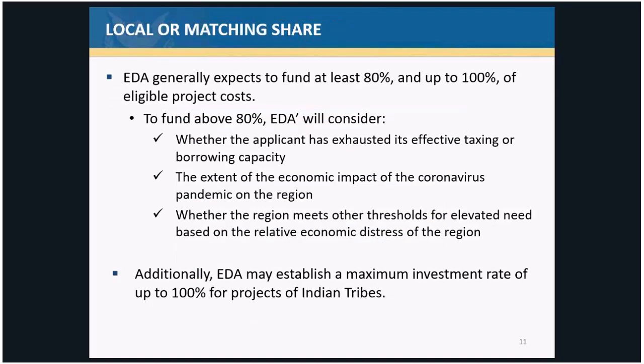The most common question for EDA from potential applicants is how much money can we request and how much will you fund? Under this coronavirus addendum, EDA expects to fund at least 80% and up to 100% of eligible project costs. In order to go above 80%, we're going to consider whether you've exhausted your effective taxing and borrowing capacity, the extent of the economic impact of the coronavirus on your region, and whether the region meets thresholds for elevated need based on your relative economic distress of your region. So that might be unemployment or per capita income that's lower than average. Additionally, EDA may establish a maximum investment rate of 100% for Indian tribes.